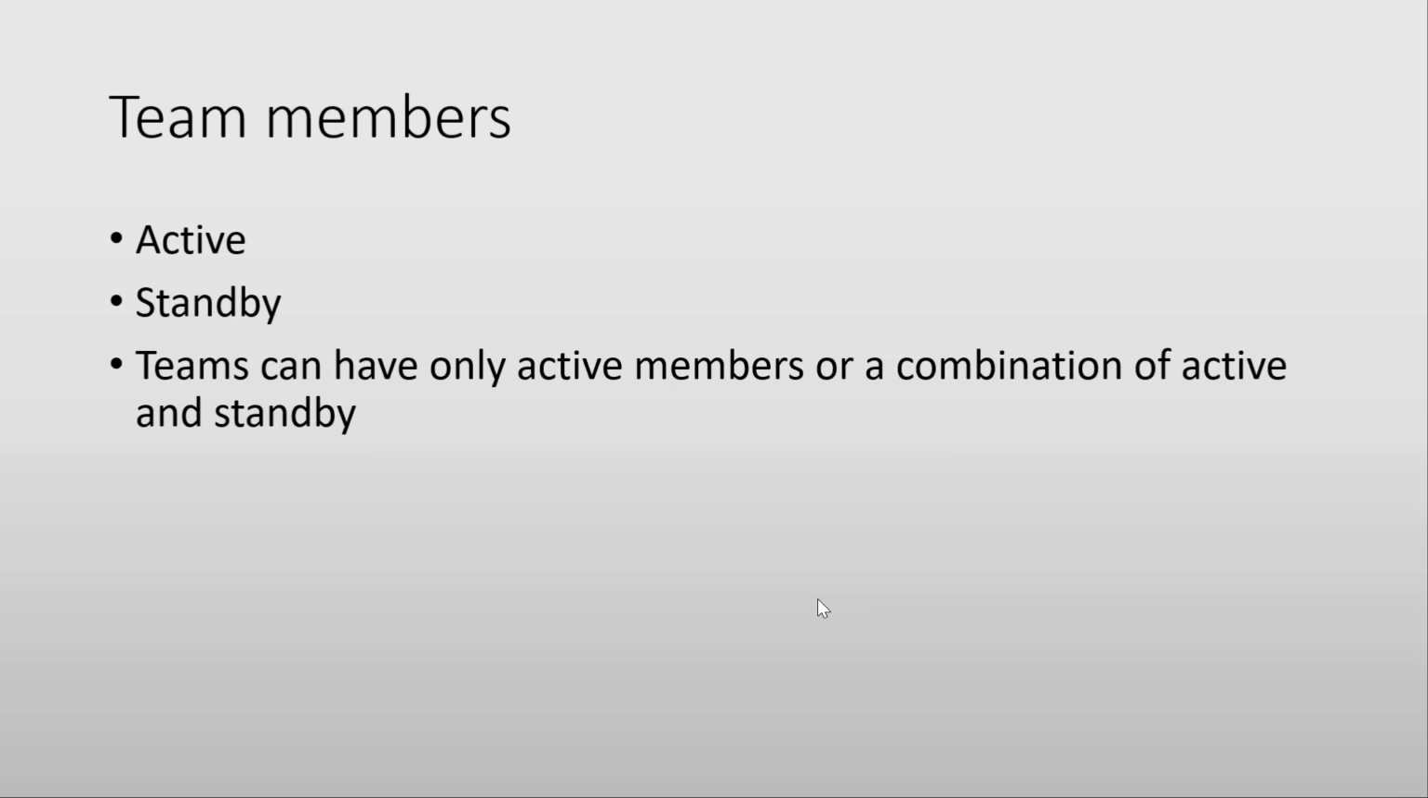Let's move on to team members. Team members can be either active or standby. Active means that the interface passes through traffic. Standby means that the interface is not used and it's waiting for another one to be in a failed state so it can take its place. And teams can have either all active members or can have a combination of active and standby members. Depends on what you want to do.